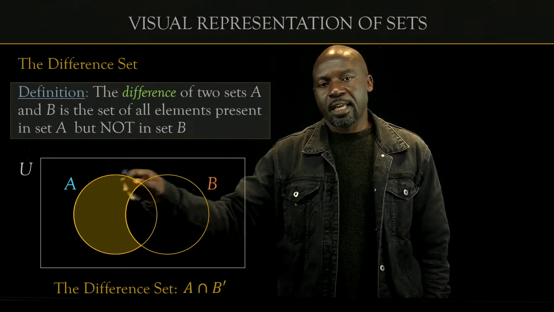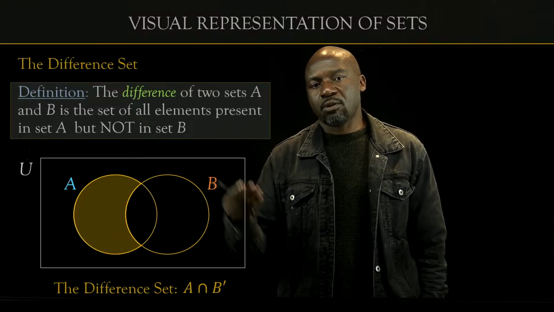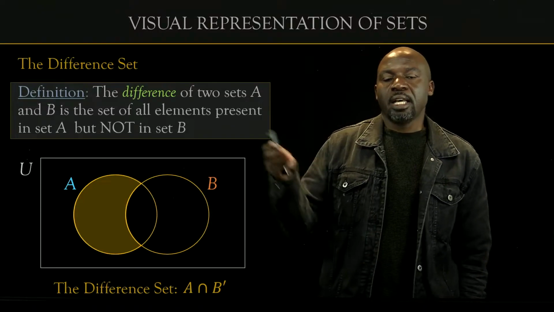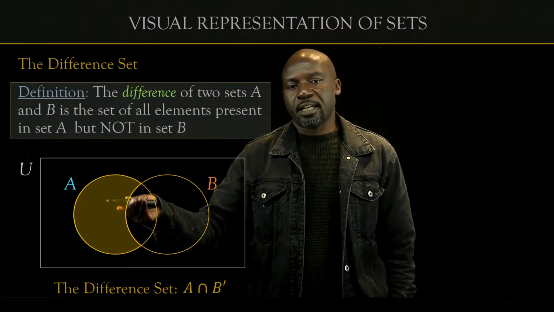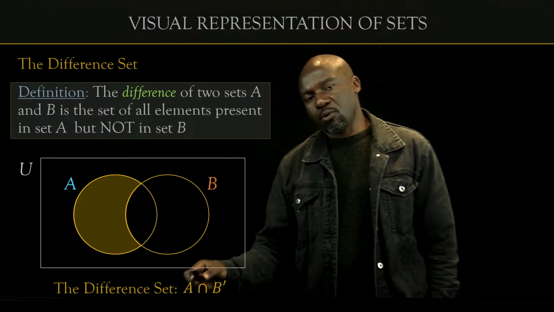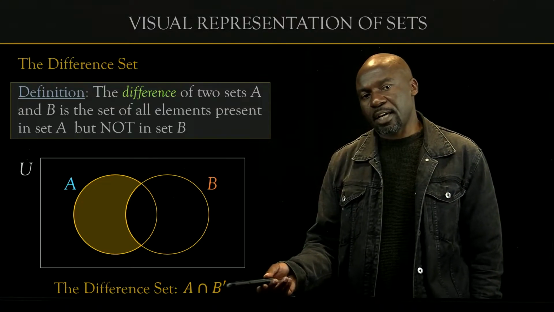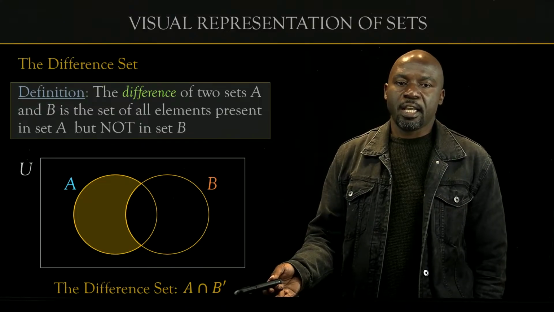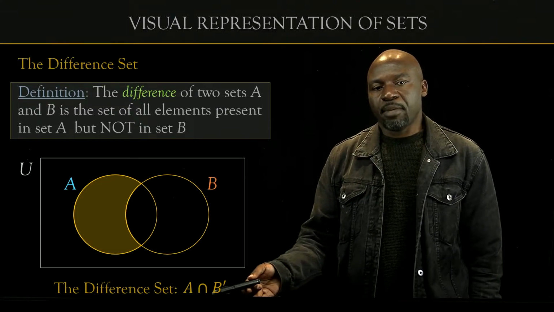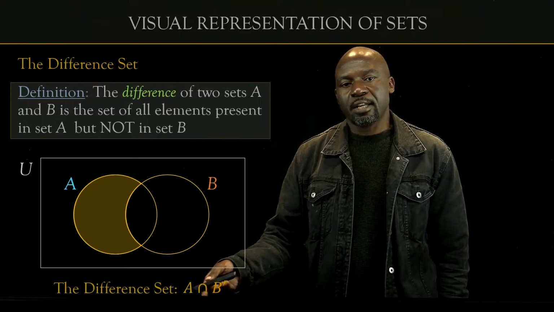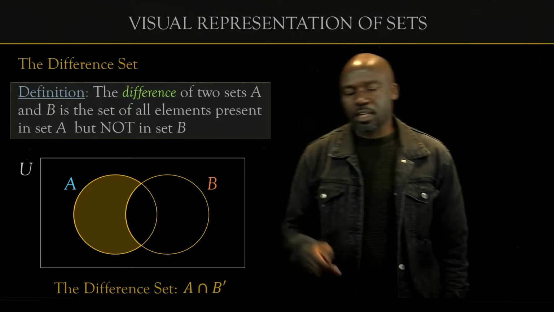That means A intersecting with everything that is outside of B, right? So A intersection B complement is the set of all elements that are in A but not in B. So you could read this as A and not B. Remember, the intersection there is read as and. So A and not B. That is what we've shaded there.